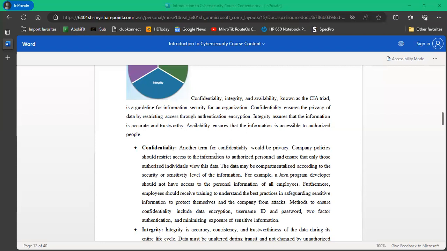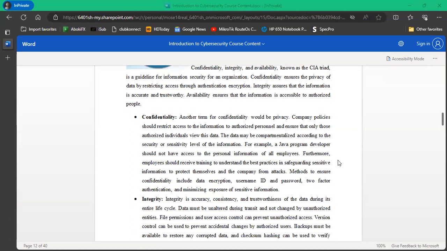Okay, let's take confidentiality. It's another term for privacy. Company policy should restrict access to the information to authorized personnel and ensure that only those authorized individuals view the data. Just like I mentioned earlier, on our profile on Facebook, there is some information that we can make private and we can make it public, or we can share it with a set of people on our friend list. So for example, a Java program developer should not have access to the personal information of all employees.